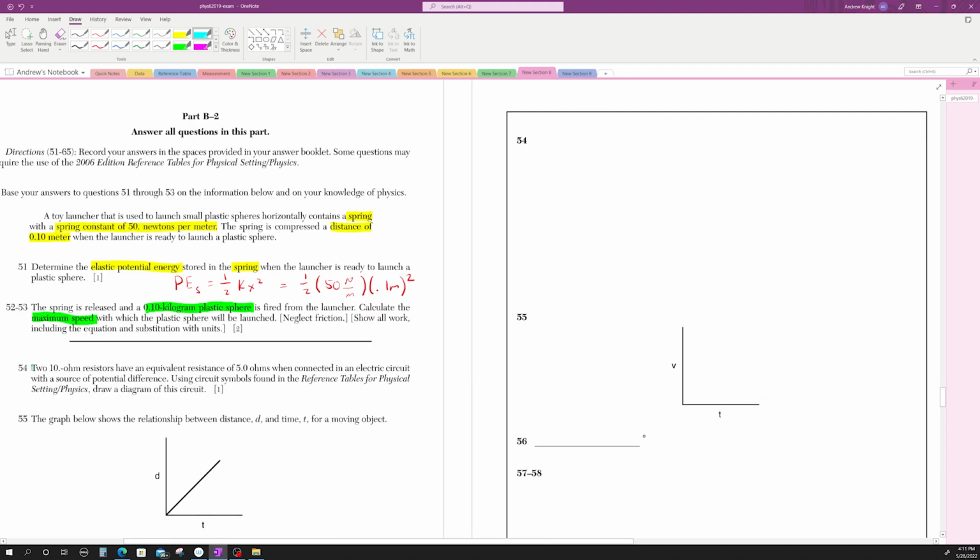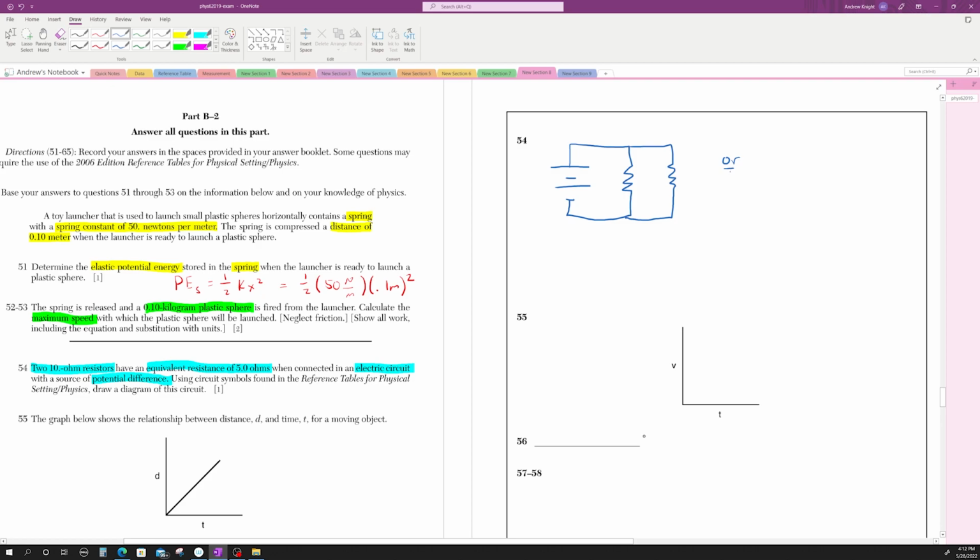Question number 54. Two 10 ohm resistors have an equivalent resistance of 5 ohms when connected in an electric circuit with a source of potential difference. Using the circuit symbols found in the reference table, draw the circuit of this. Since the equivalent resistance is less than any individual resistor, I know this is a parallel circuit. A parallel circuit is going to have a source of potential, and then different branches. So this is going to be one branch, and it says I have two resistors, so this is going to be another branch. There you go, that's it.